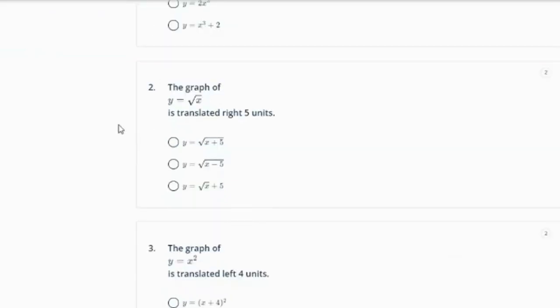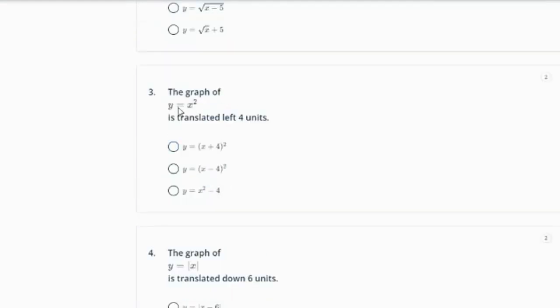Or number 2, if you have the graph of the square root of x, doesn't matter what function it is, like our h of x was a real funky looking function, and you want to move it right 5 units. How do you do that? Do you put a +5 in with the x? Do you put a -5 in with the x? Or do you add 5 to the end of the equation?